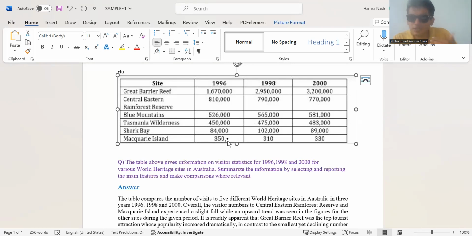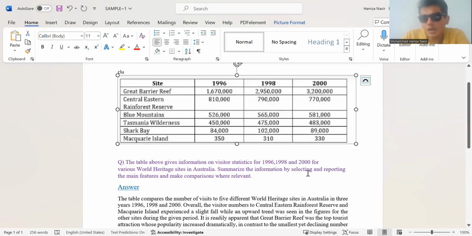Whereas we see in all the rest of the cases, Blue Mountains, Tasmania Wilderness, Shark Bay, as well as Great Barrier Reef, the numbers are going up. For example, Shark Bay goes from 84,000 in 1996 to 102,000 in 1998 to 89,000 in the year 2000, right? So the rest of the sites are showing an upward increase in their tourism numbers.